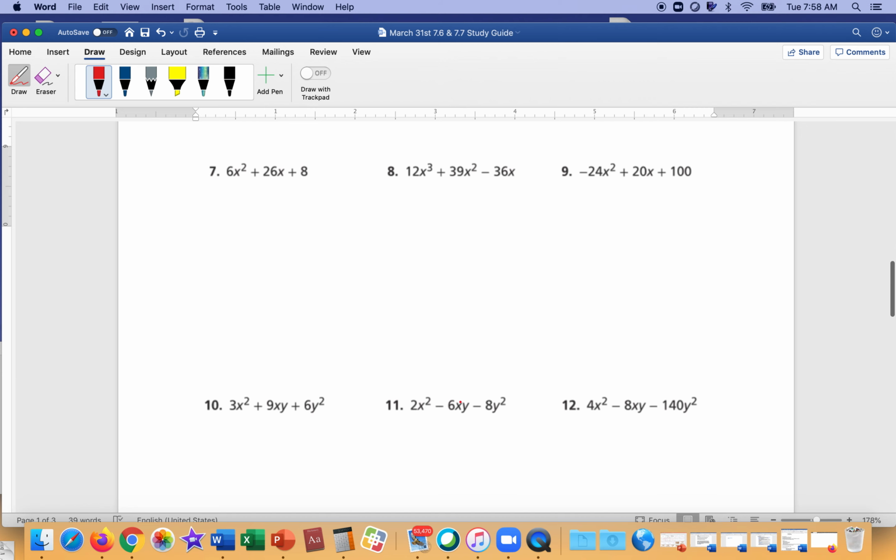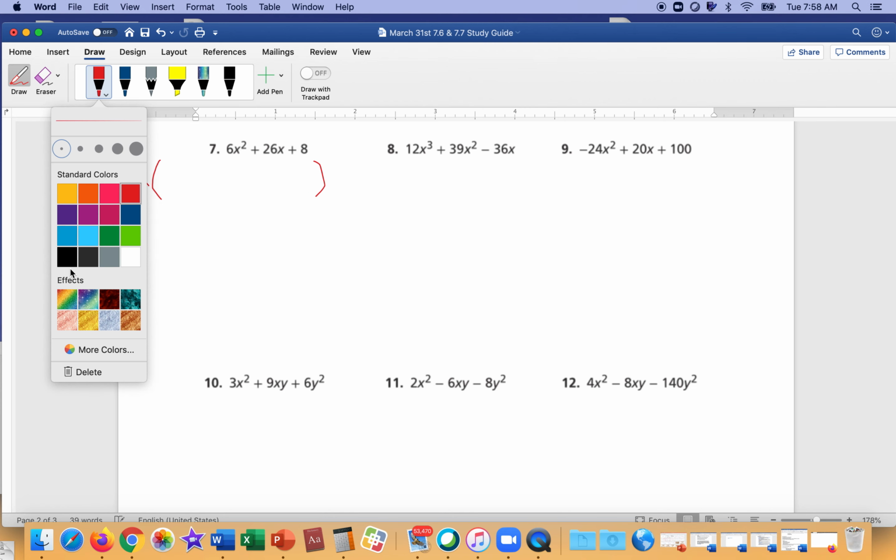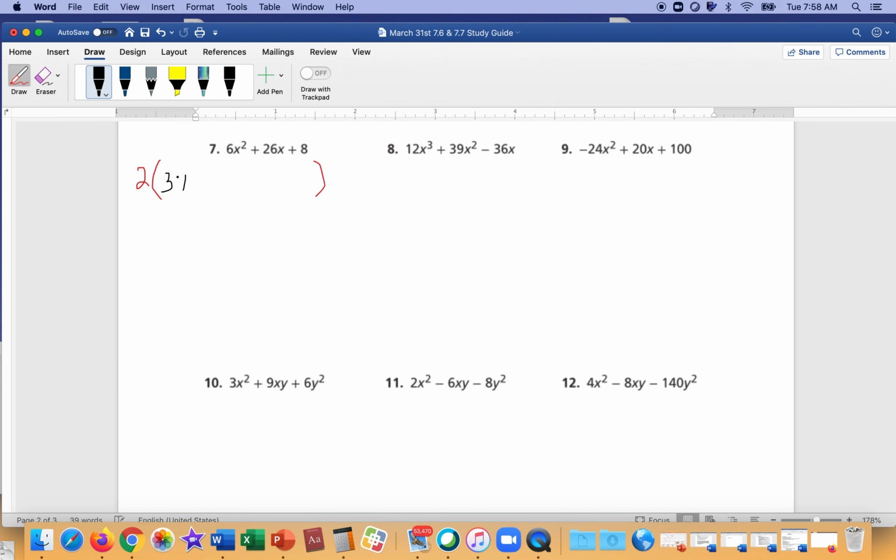Okay, so number 7. Let's see if they have anything in common. So we have 6, 8, and 26. It looks like we could take 2 out of all of them, right? So if I take 2 out, what would be left? So 2 times what gets us 6? 2 times 3, x squared. 2 times what is 26? 13. 2 times what gets us 8 is 4.